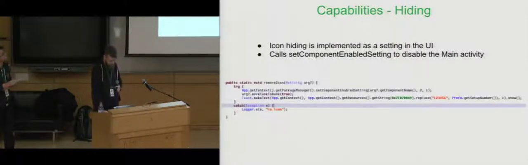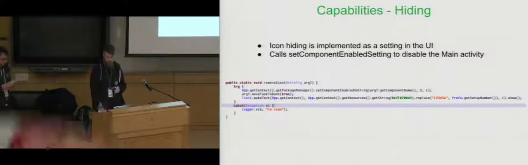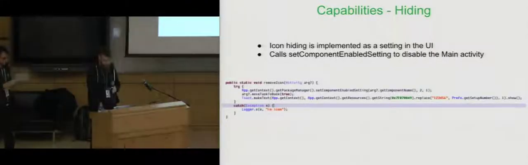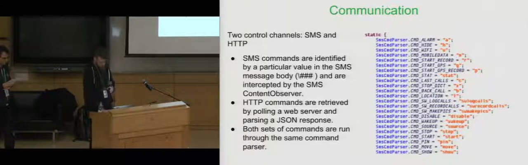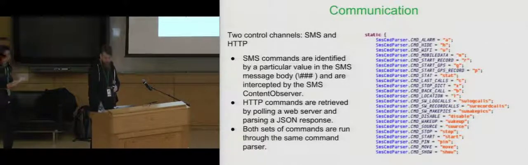Typically, these types of apps will only offer hiding functionality to hide their icons. So there are going to be places in a device UI where the app is still visible, but the user is just less likely to notice that it's on a device. This app offers two control channels, SMS and HTTP. SMS commands just get identified through a magic string, and HTTP commands are received just through polling an endpoint.